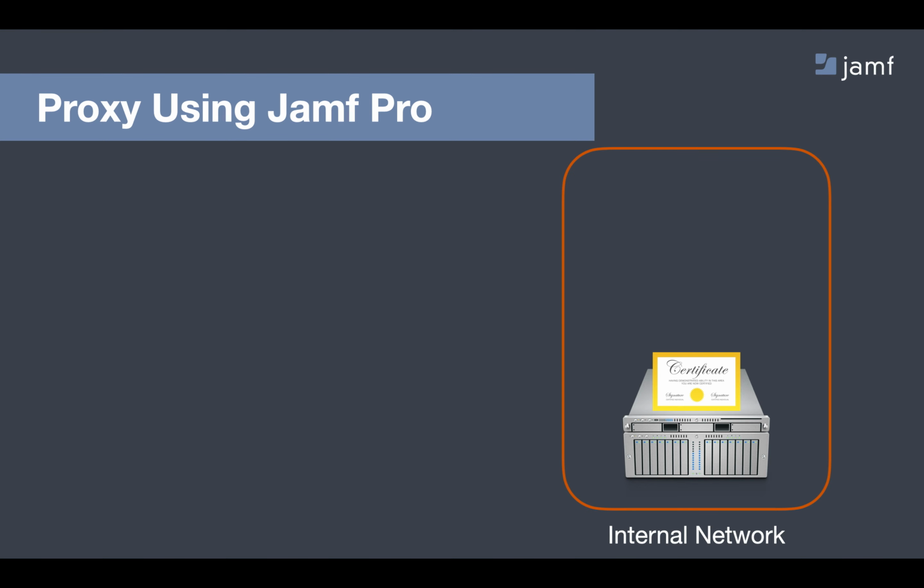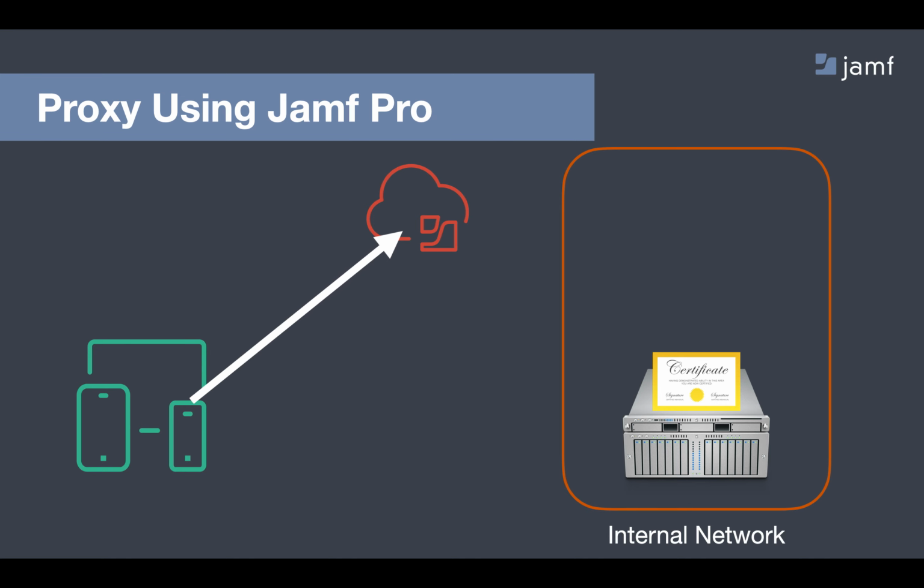We still have the same players as before, our certificate server still within the internal network, and our Jamf Pro server. This time, let's assume all of our devices are outside the network. Jamf Pro can act as an intermediary for requesting certificates so that the devices only need to talk to Jamf Pro, and Jamf Pro is the only thing talking to the certificate server. Let's see what that communication looks like. The device contacts Jamf Pro, Jamf Pro then contacts the certificate server, the certificate server responds back with the certificate, and Jamf Pro deploys the certificate to the device.